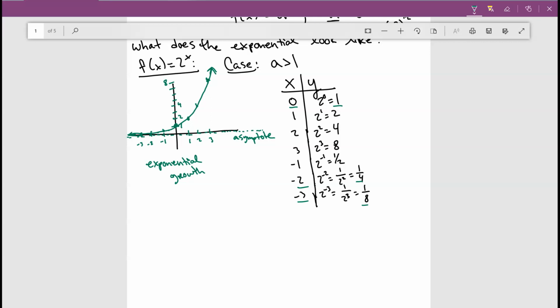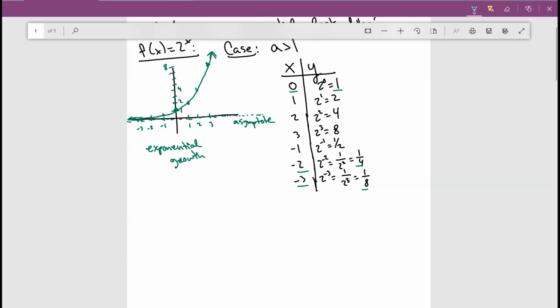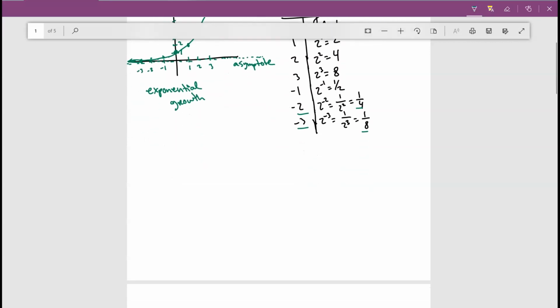So let's give it a couple of features. Let's take a look at exactly what is going on. Here are some of the properties of these exponential growth functions. When you have a function that looks like this, a to the x, and a happens to be greater than 1, these are some of the properties that you have. You don't have to memorize them, but it's useful to know.